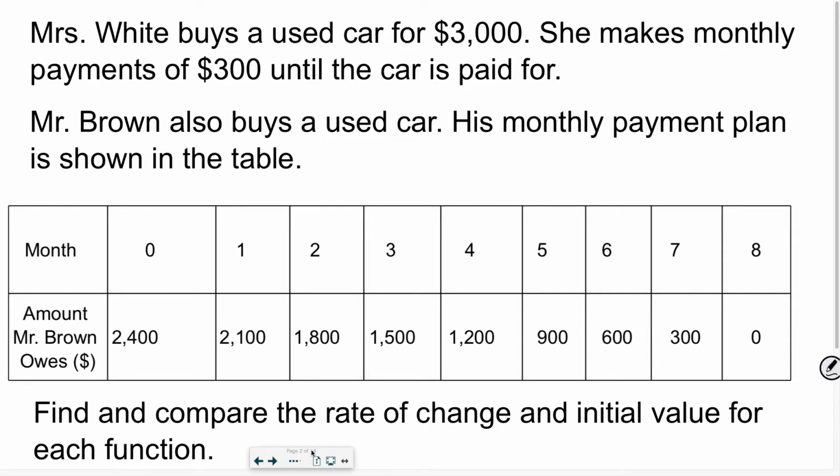So we're going to compare these two functions. We want to find the rate of change and the initial value. How can we find the rate? Let's take a look at the table first. Let's take a look at Mr. Brown. How can we find the rate of change?